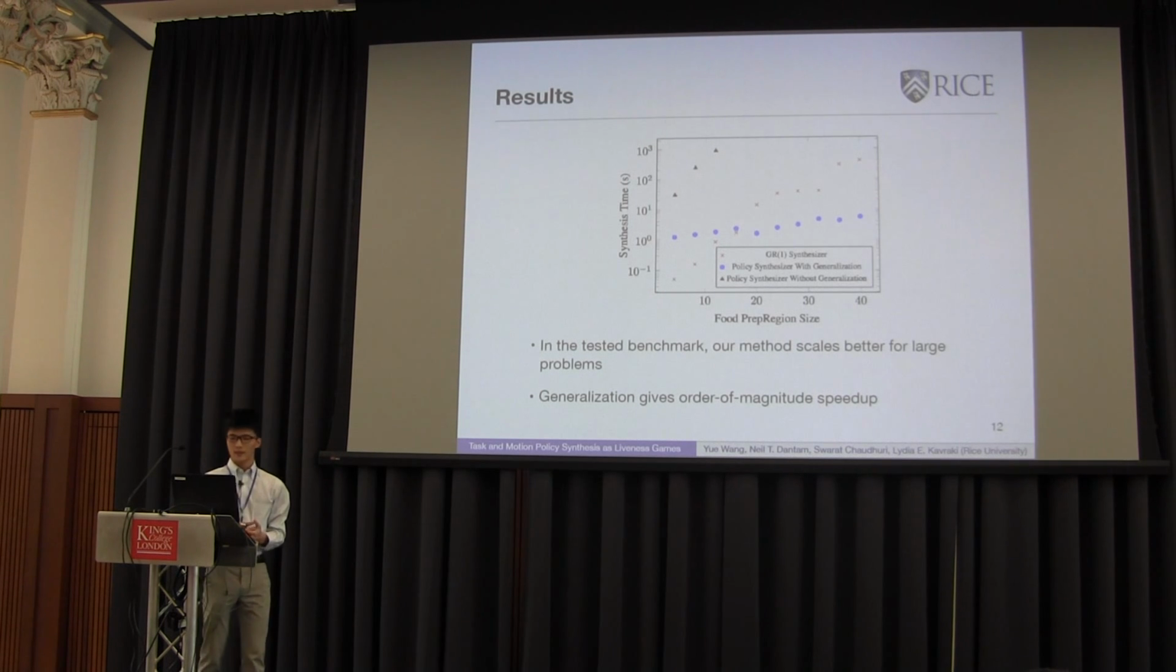To show the gains from generalization, we also try to remove the generalization component and test our approach without this generalization. So this red triangle here shows the performance of our approach without generalization. As we can see here, without generalization, the approach cannot scale. So generalization gives us orders of magnitude speed up.